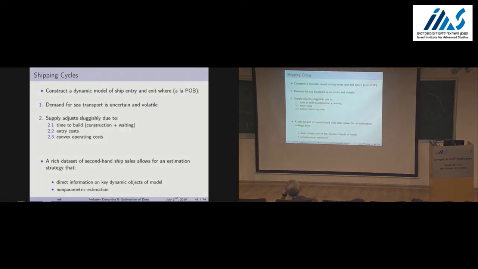So what I do in this paper is basically construct a dynamic model of ship entry and exit. And so we didn't see POB. Partly I skipped it because you get to see it here. It's essentially the same model. And the key features of this model is going to be that demand for sea transport is uncertain and volatile. And at the same time, supply adjusts very sluggishly because you have time to build.